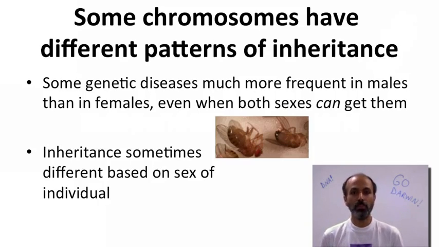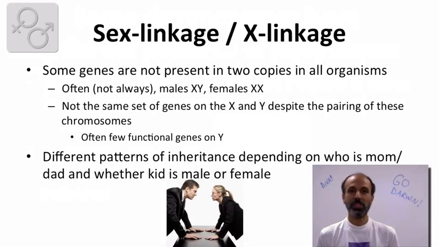Now, Drosophila geneticist Thomas Hunt Morgan studied this around the turn of the 20th century. He was working with fruit flies, and specifically working with a white-eyed mutant fly. He found that inheritance was sometimes different depending on the sex of the individual. That if you tracked what was happening with particular genes in males versus in females, you're getting completely different patterns. He inferred from this the principle of sex linkage, or X linkage.